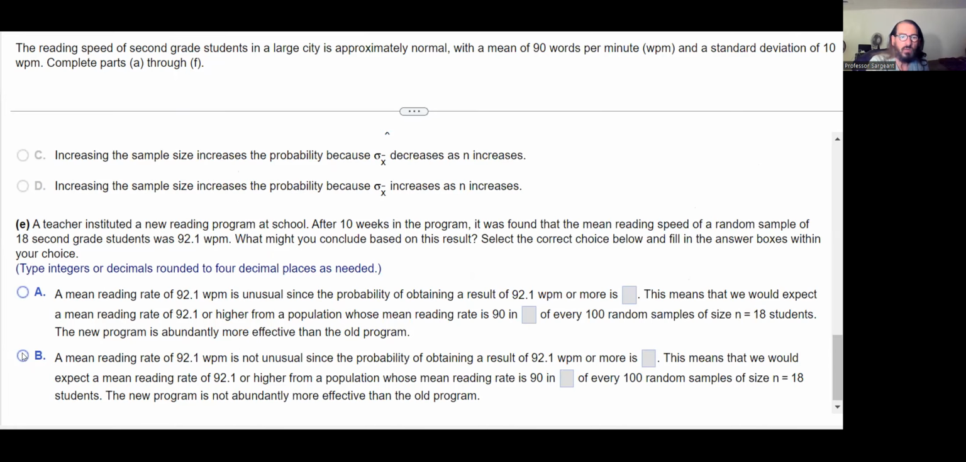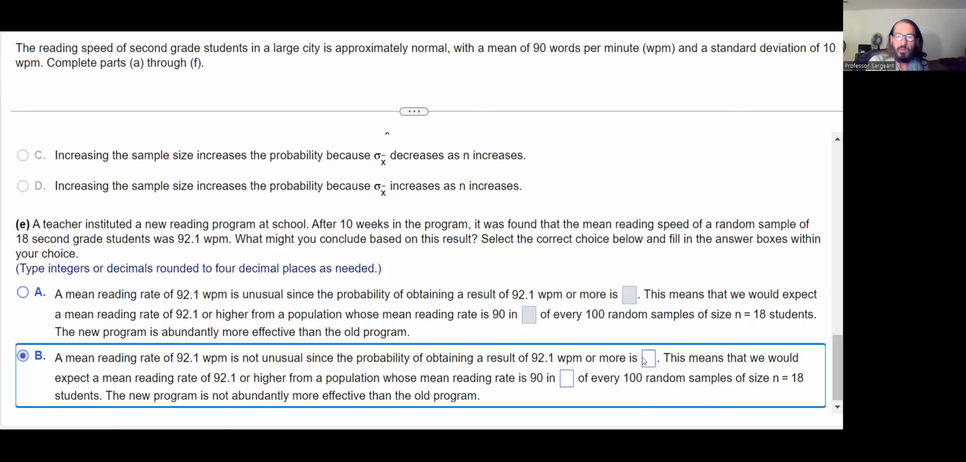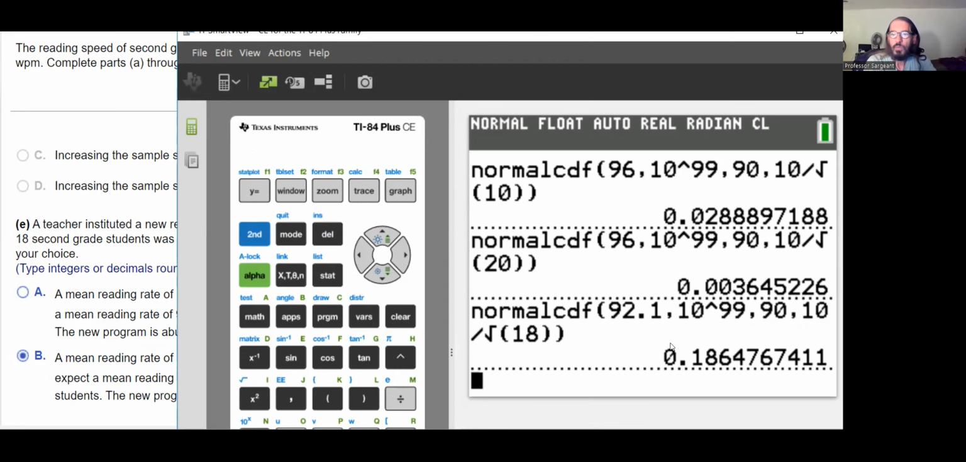Which is not less than 0.05 or 15%. So it's not unusual. The probability was 0.1865. I think we had. Yes. Okay.